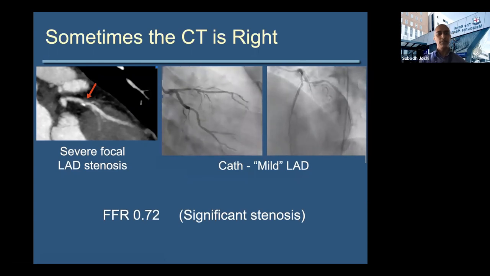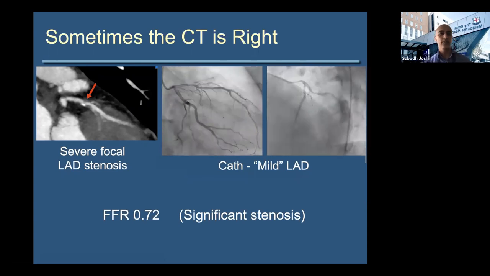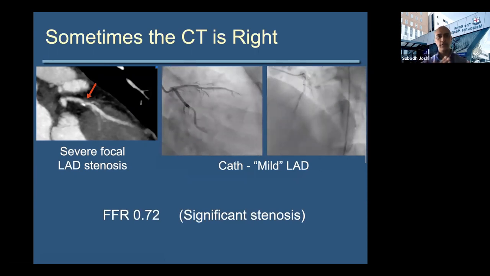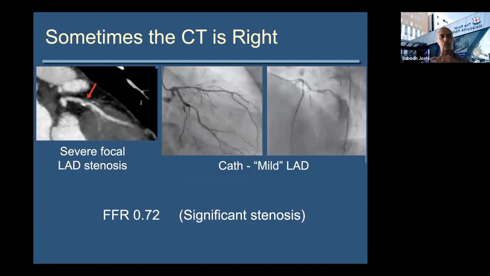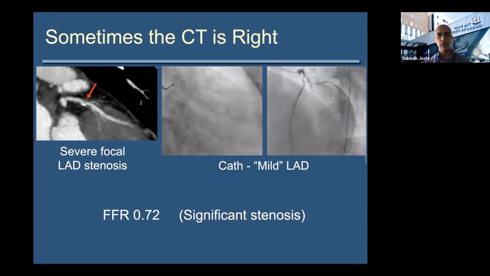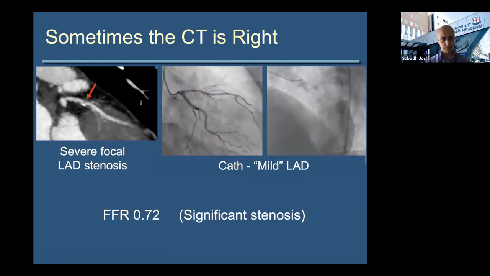And I think this actually happens more often than we recognize, because if you have a very, very short stenosis, you have to absolutely nail that in the cath, right perpendicular to see that, because otherwise you get a little bit of overlap and you can miss it.